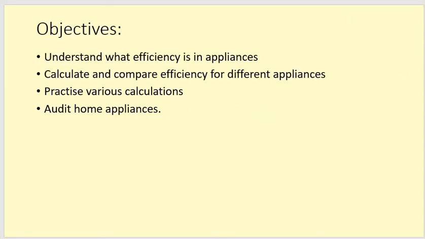Moving on to today's objectives, there are only 4. First of all, understand what efficiency is in the context of appliances. You need to be able to calculate and compare efficiency for different appliances. You've got to practice various calculations, and you are also going to do an audit of appliances in your home. So here we go.